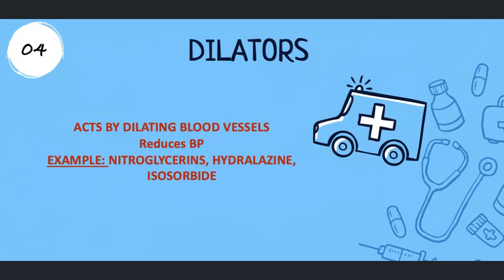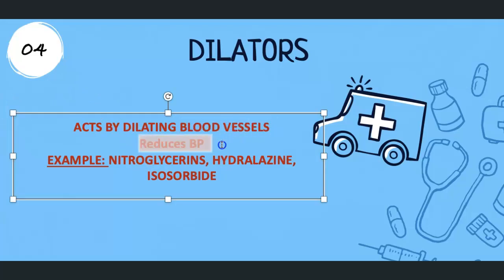Dilators. Dilators act by dilating blood vessels, and by dilating blood vessels, we all know that we are dropping the blood pressure down. Examples of these medications are nitroglycerin, hydralazine, and isosorbide. The same side effects apply for these medications, because they reduce blood pressure. We know that orthostatic hypotension is one of the side effects, and as I mentioned before, one of the main pieces of advice we have to give to the patient is to not stand abruptly.